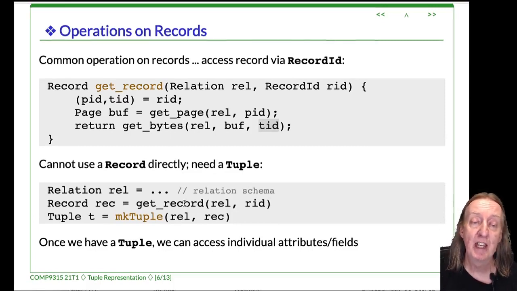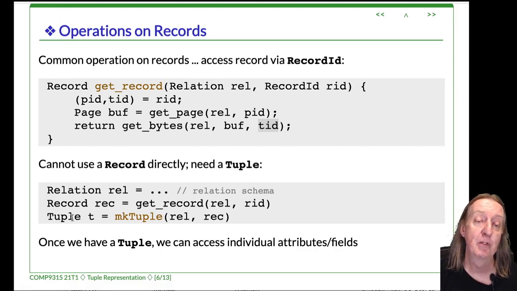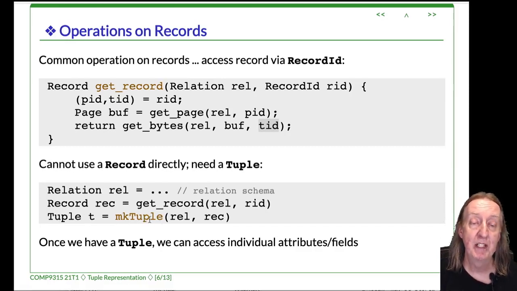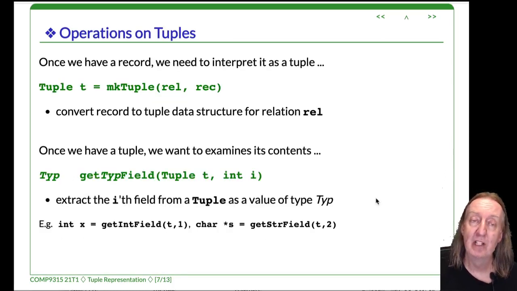So we can call this get record. That'll give us a record structure. We need to convert that into a tuple, and we imagine that there's a make tuple function that takes a record, takes a relation, and gives us back a tuple structure that we can then use to access the individual attribute values.